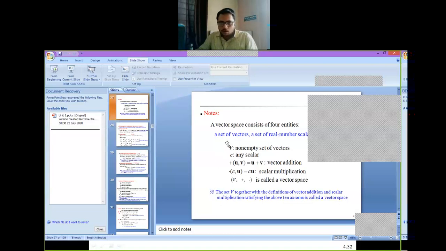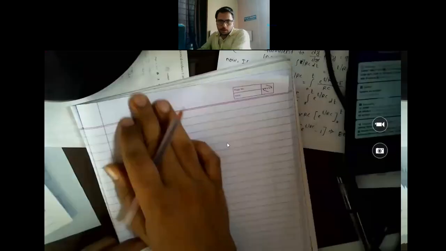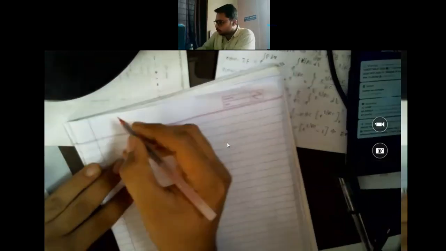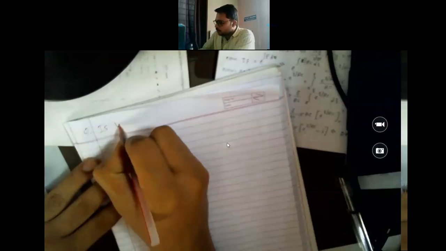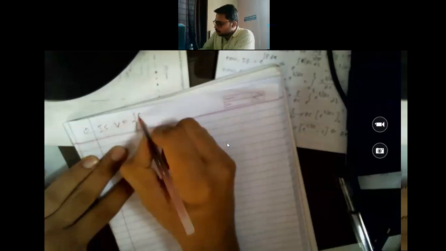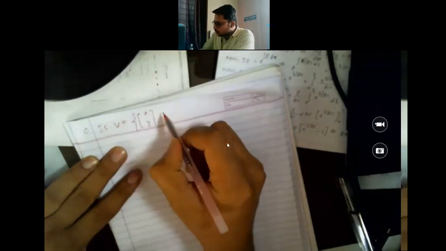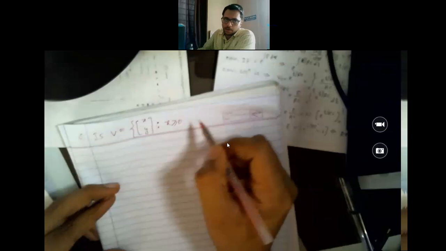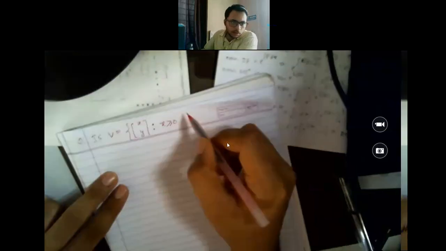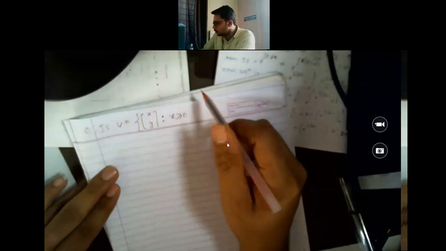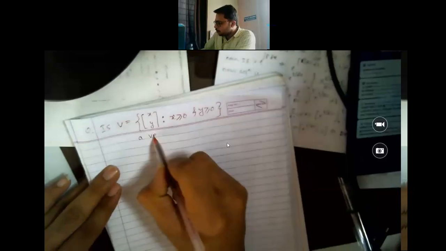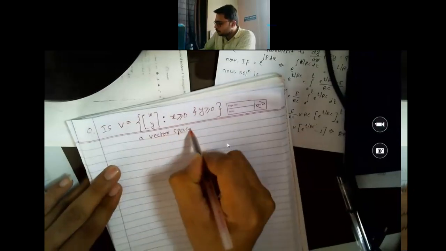Okay. So, considering that you are viewing what I am writing here, let's say the question is: V is equal to {(x, y)} defined over x greater than 0, and I think to be precise it is x greater than 0 and y greater than or equal to 0. Is it a vector space or not?